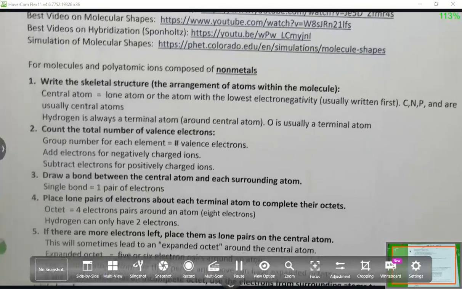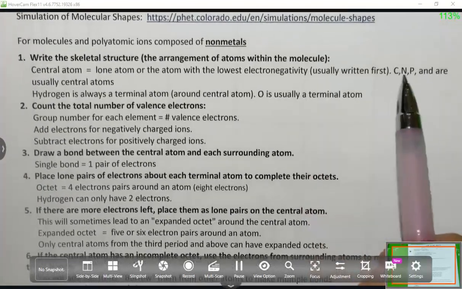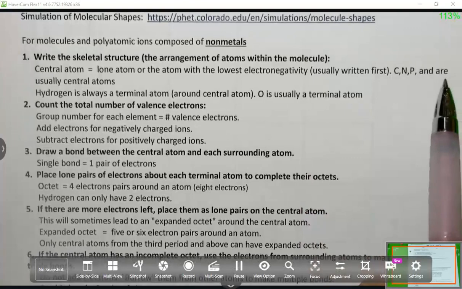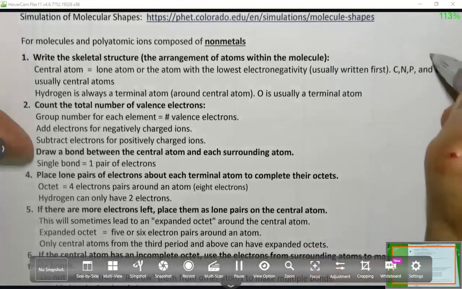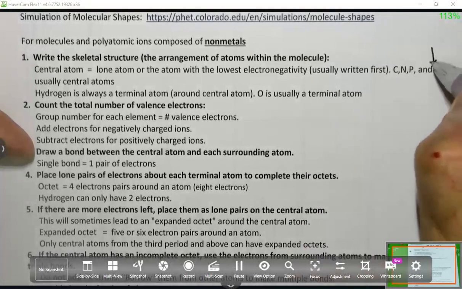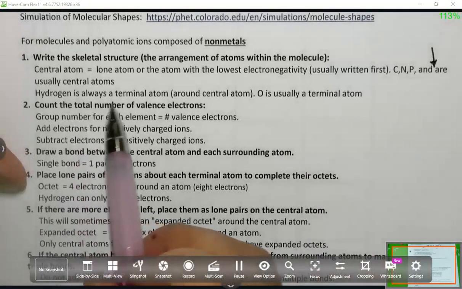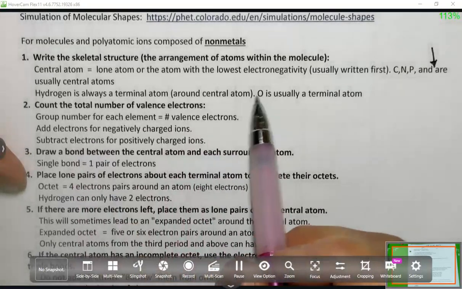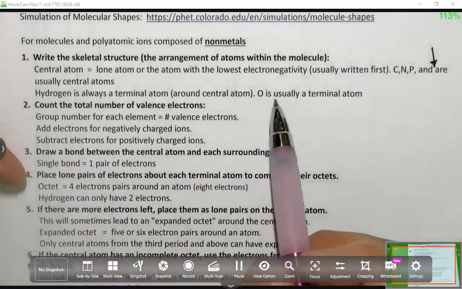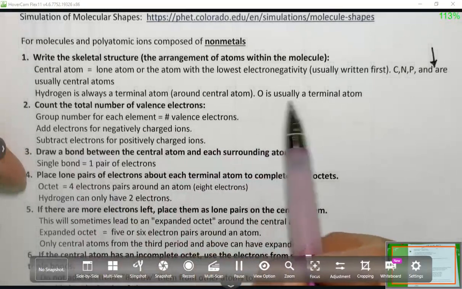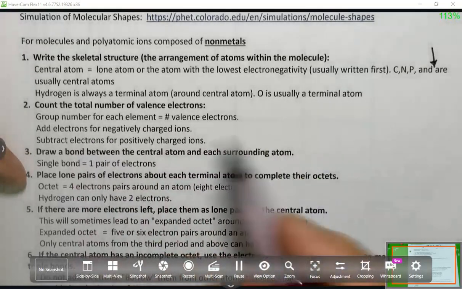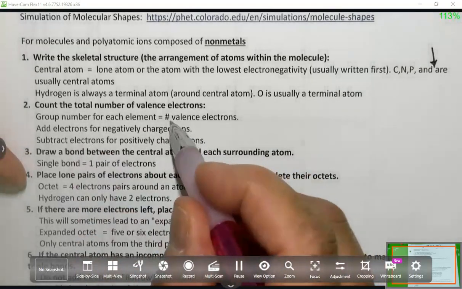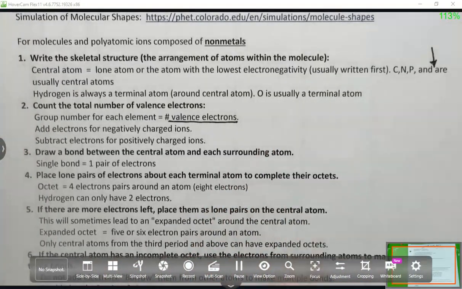Step 2, and this just says carbon, nitrogen, phosphorus are usually central atoms. I got a typo there. Hydrogen is always a terminal atom, which is on the outside of the central atom. O is usually a terminal atom. Count the total valence electrons. The group number for each element is equal to the valence electrons. Well, it's the ones place. Now, we did that last time.